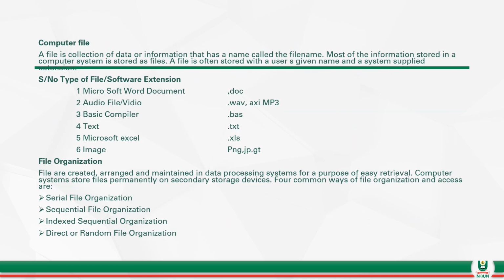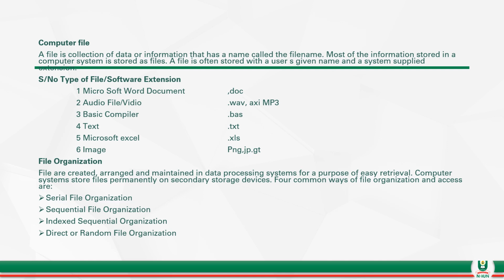Then, computer file. A file is a collection of data or information that has a name called a file name. Most of the information stored in a computer system is stored as files. A file is often stored with a user's given name and a system supplied type of file and software extension.